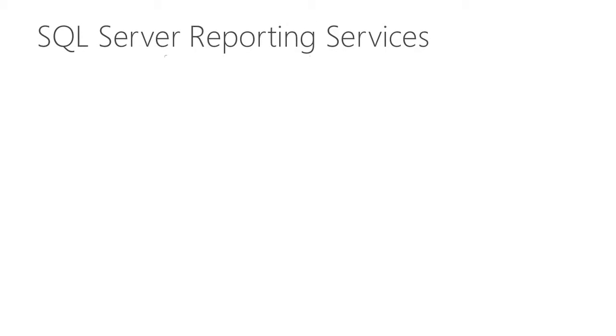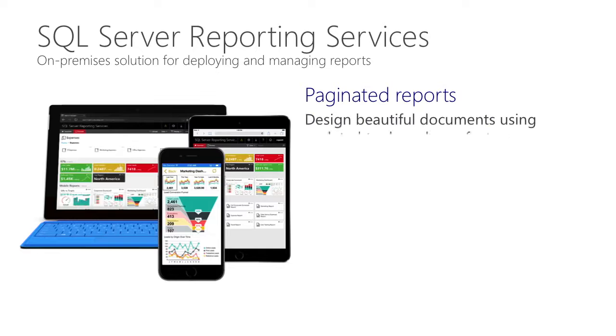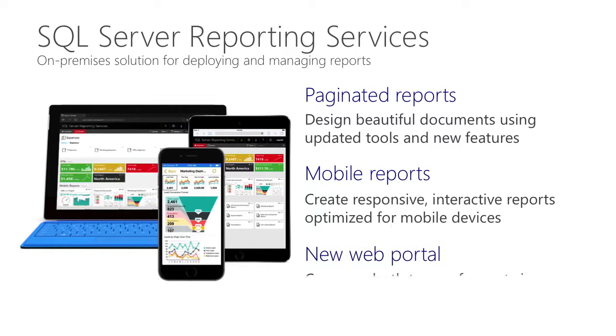Today I'll show you how to create shared data sources and datasets that you can use in multiple reports. With SQL Server 2016 Reporting Services, you can create both traditional paginated reports as well as mobile reports. These are reports that are optimized for consumption on a smartphone or tablet. Before you can create either of these types of reports, though, you have to connect them to some data. And that's where shared data sources and datasets come in.